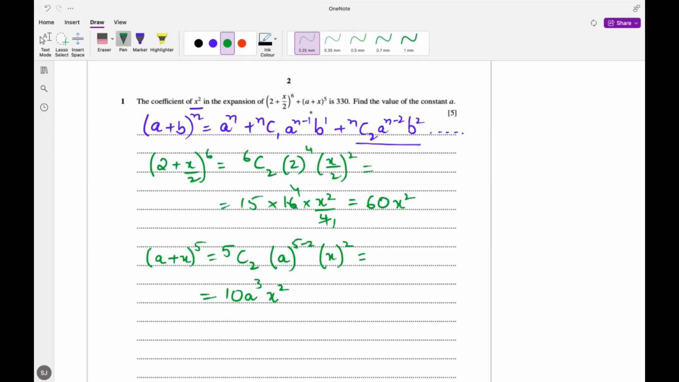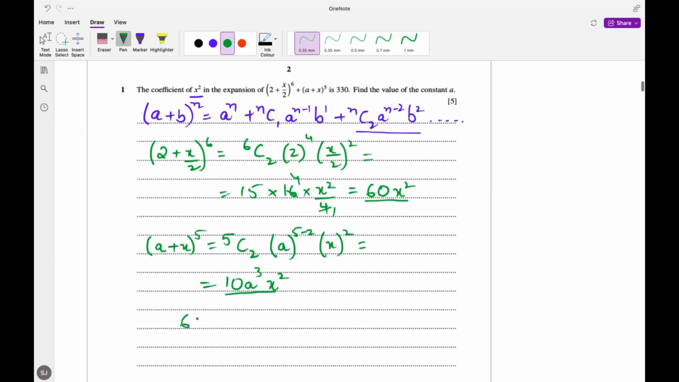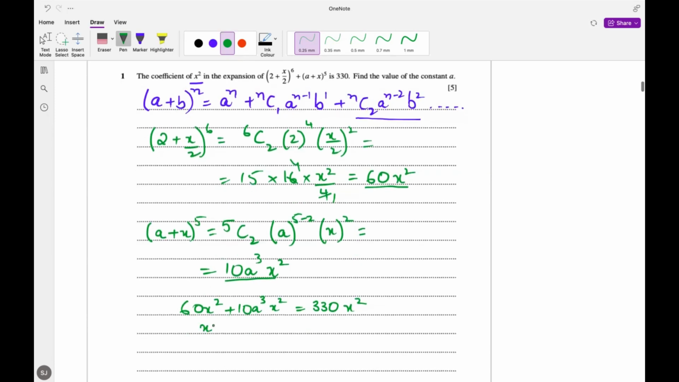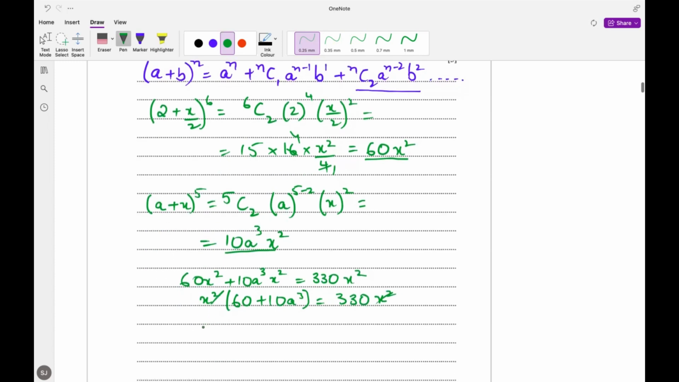Now the coefficient of x squared is 330. It means that the sum of 60x squared and 10a cubed x squared will be equal to 330x squared. As we have to compare the coefficients, the coefficient on the left hand side will be 60 plus 10a cubed, and on the right hand side it is 330. So x squared will cancel out and we'll have 60 plus 10a cubed equals 330.